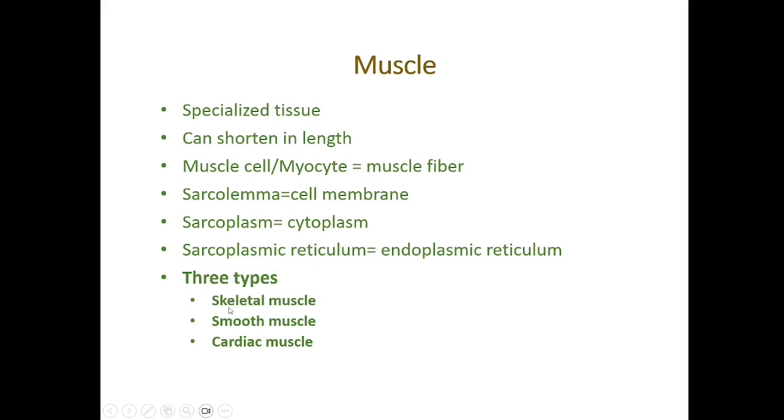As you know, there are three types of muscle: skeletal muscle, smooth muscle, and cardiac muscle. Now you know the location of these muscles. Skeletal muscles are attached to the bone, like bones of the upper extremity, bones of the lower extremity, bones attached to the rib cage, and the abdominal muscle.